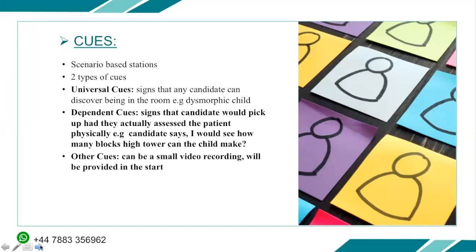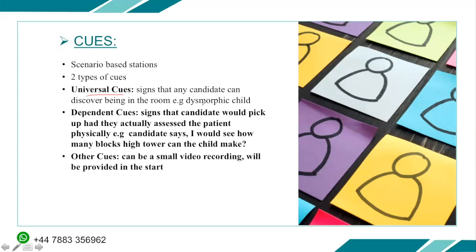With the developmental assessment, when you are carrying it out with the examiner, there can be 2 types of cues. The cues are very important to know in the developmental station. One is the universal cue, and the other is the dependent cue. The universal cue is the cue or sign that any candidate can discover by being in the room. For example, a child has Down syndrome. If 10 candidates enter that station, they will know that this is Down syndrome. The examiner is not going to tell that this is Down syndrome or dysmorphic, but that is obvious.